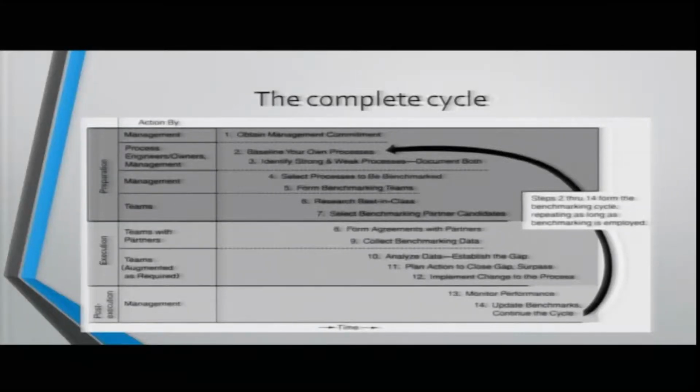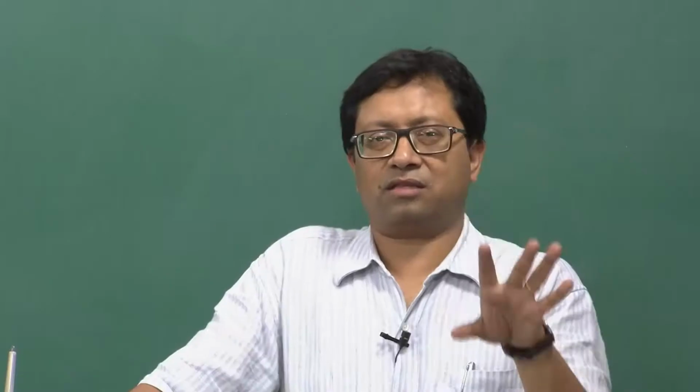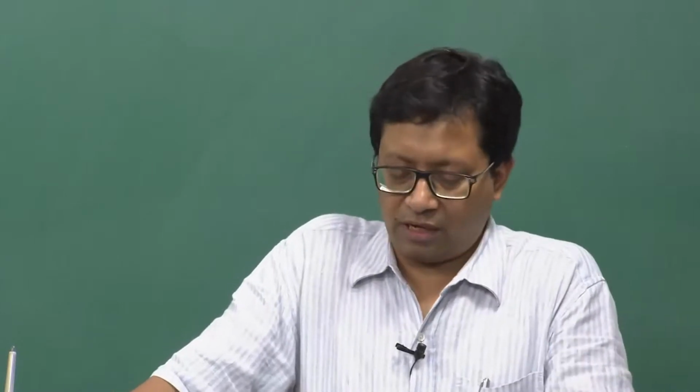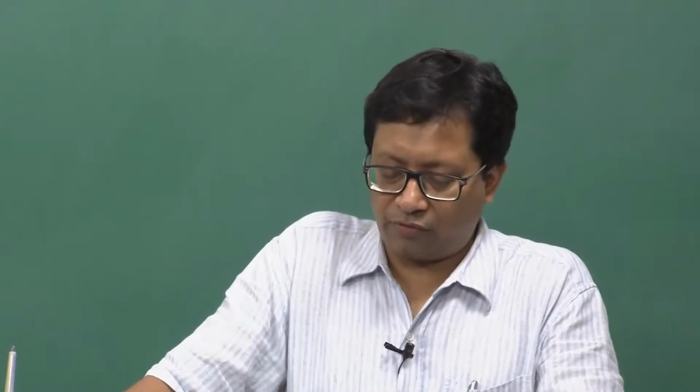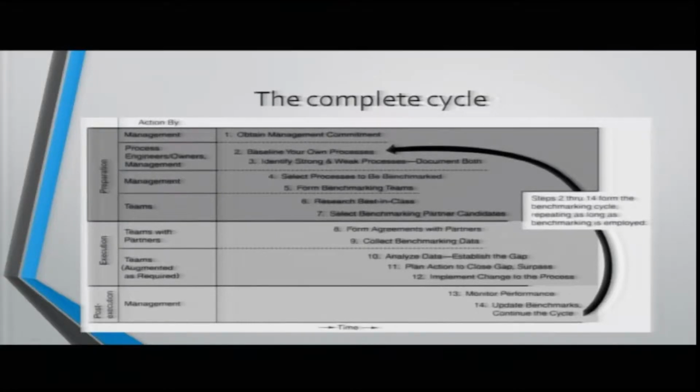As discussed, the complete cycle would be to obtain management commitment, which, if you remember, is the top priority. Once that is done, other things would definitely move in a positive direction. Baseline your own process, identify strong and weak points, select the process to be benchmarked, form the benchmarking team, do the research, select benchmarking partners, form agreements, collect benchmarking data, analyze the data, plan action, implement change, monitor performance, update the baseline, and once the feedback goes, it goes to the top to baseline your process. So, you process accordingly and improve accordingly.